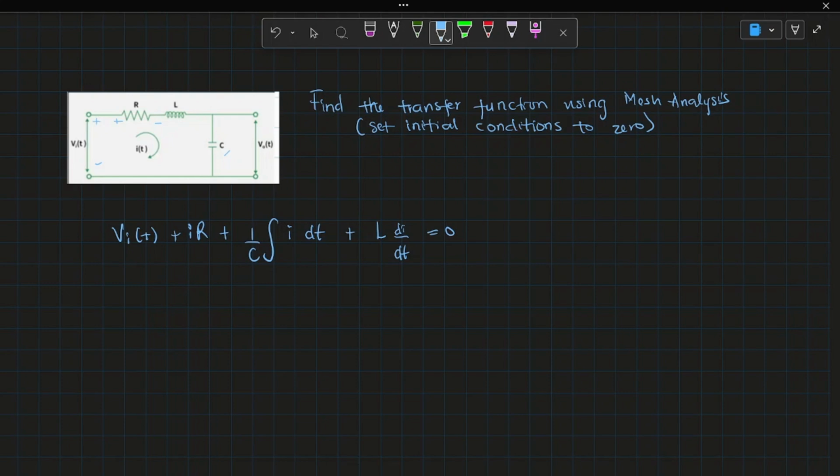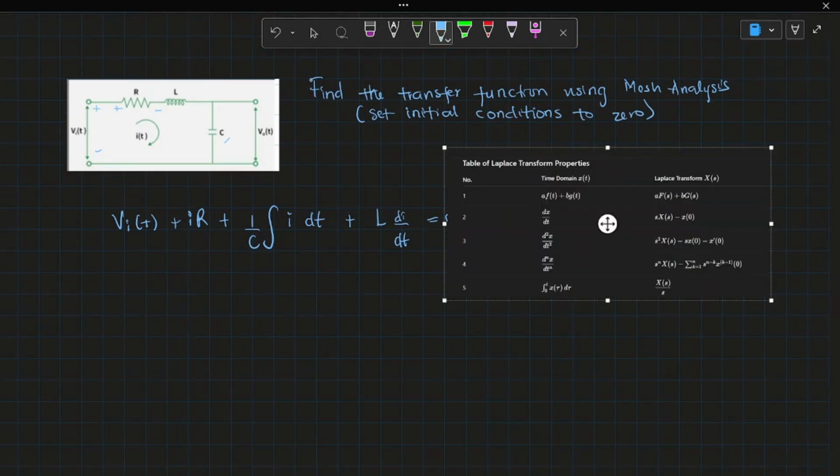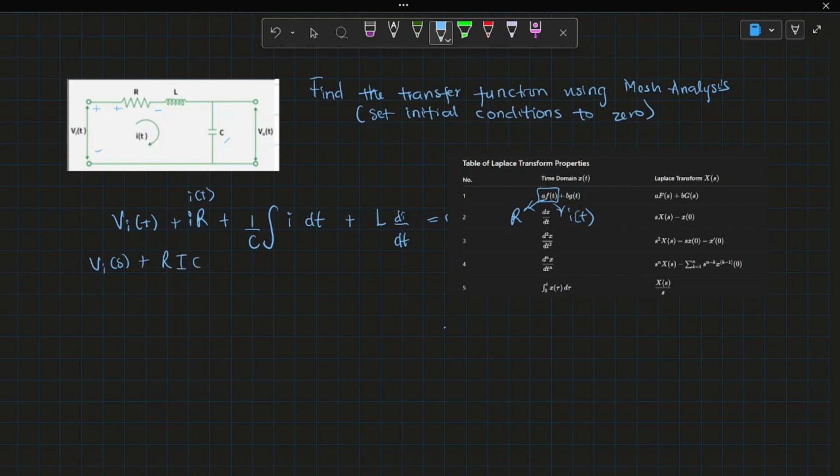So this is basically mesh analysis. Now you can take the Laplace transform of each of these. Using the Laplace table, because we're going to the S domain, this will simply become V in(s), this will be actually V in(t). So A is a constant in this case, so that's R, and this is representative of i of t. This will simply become R I(s) plus, this is the integral form.